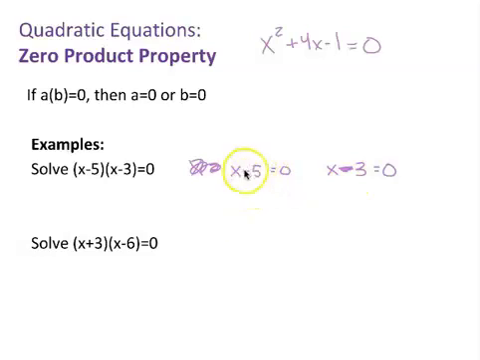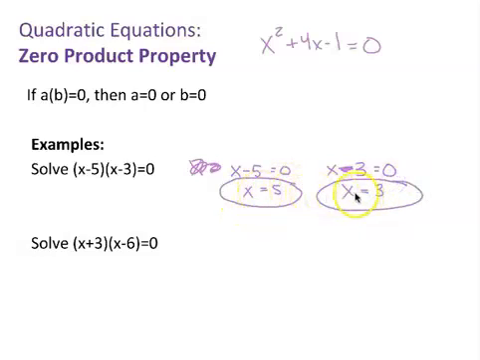So to solve, I'm going to add 5 to both sides, and I would get x equals 5. To solve for this, I'm going to add 3 to both sides, and I would get x equals 3. So either solution, x equals 5 or x equals 3, is going to be our solution, because if we plug one of those values for x into our parentheses, if we plug in 5 here, 5 minus 5 is 0. 0 times whatever is in this set of parentheses is going to be equal to 0. So that's one of our solutions.